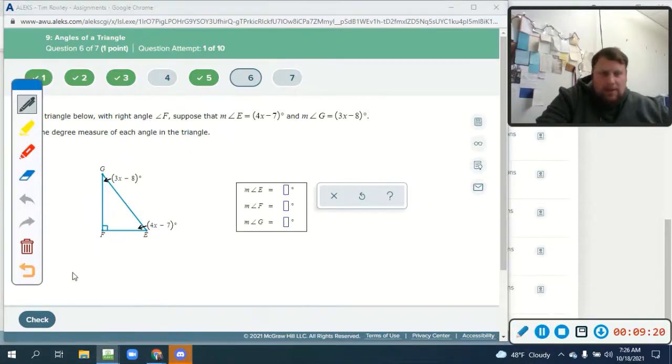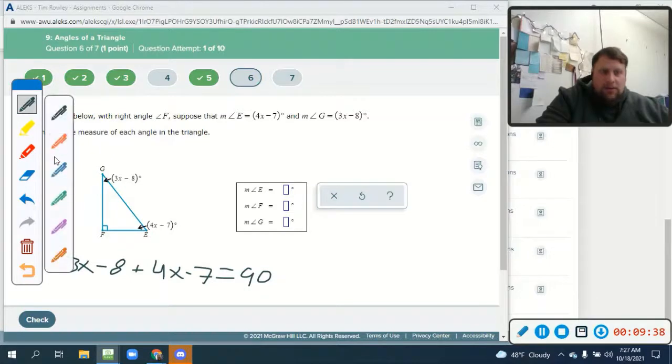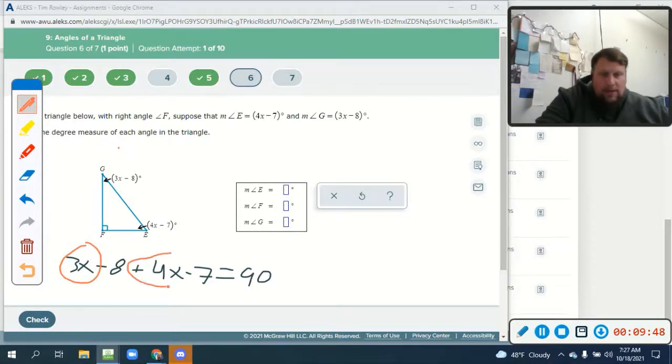Let's talk about that. So I'm going to have 3x minus 8. I'm going to add to that the other angle, right? Plus 4x minus 7. And together, those angles should equal 90 degrees. Now, again, I'm just solving for x right now. So let's combine like terms. I can combine x's with x's. What's 3x plus 4x? That's going to give me 7x.